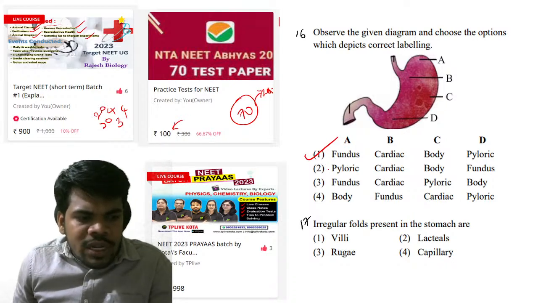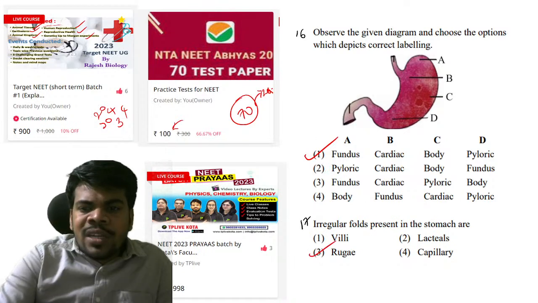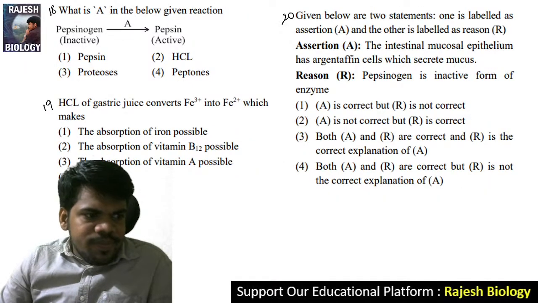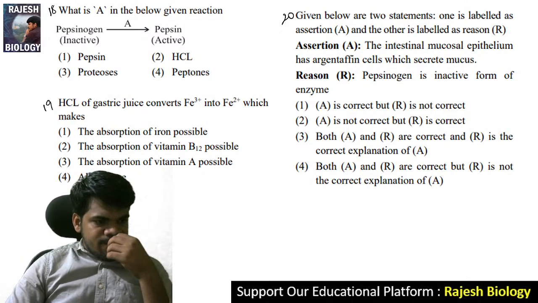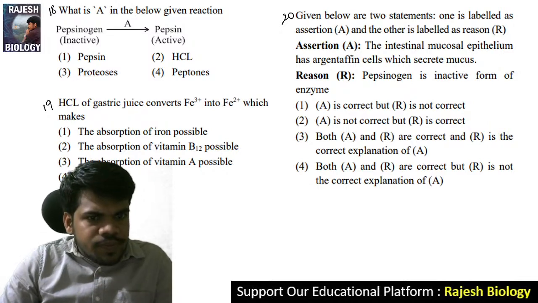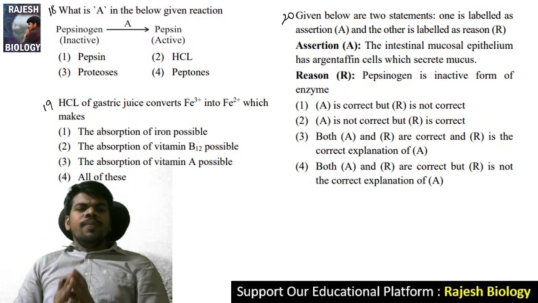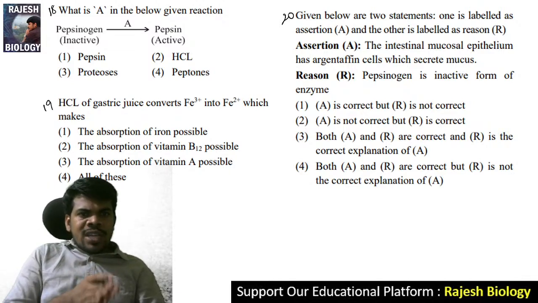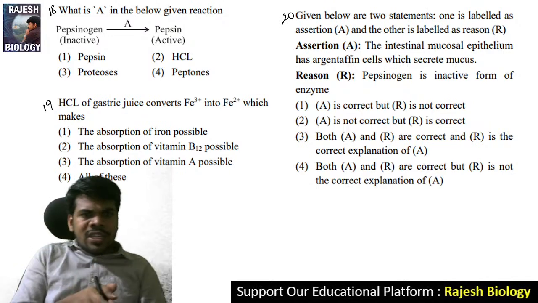And 17th question, who said the right answer? Saujanya, perfect. Rugae, the irregular folds present in the stomach, are called rugae. 18th question. Yes, Gnaneshwari, perfect. So 18th question, what is A in the below given reaction? Pepsinogen is converted to pepsin by the action of what? Pepsin, or HCl, or proteases, or peptones?